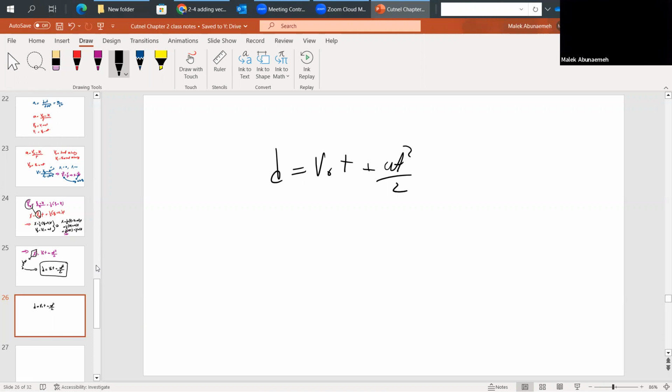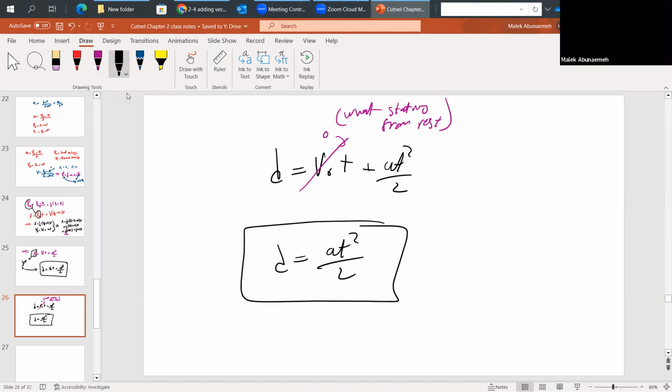Now, starting from your initial position, that means when you start from rest, your initial velocity goes to 0. So that means your distance is going to equal A T squared over 2 when starting from rest.